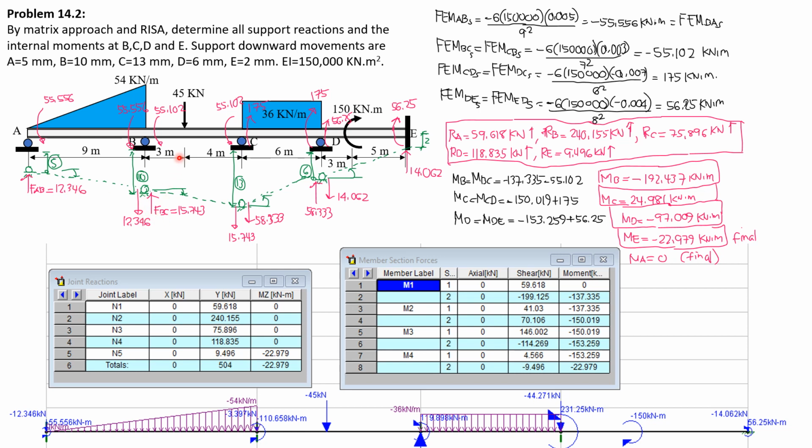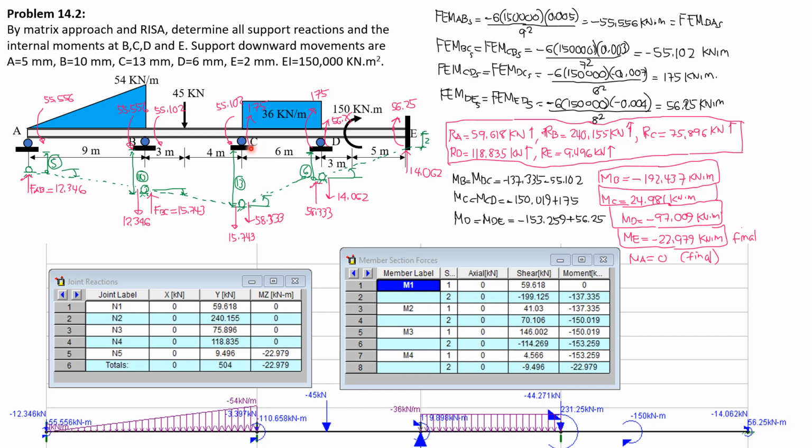So for fixed force BC, because the moments due to side sway are counterclockwise, it should produce clockwise moment about C. So FBC times 7 equals 55.102 times 2. So FBC is 55.102 times 2 divided by 7, 15.743 kilonewtons, and it is upward at B just to the right, downward at C just to the left.